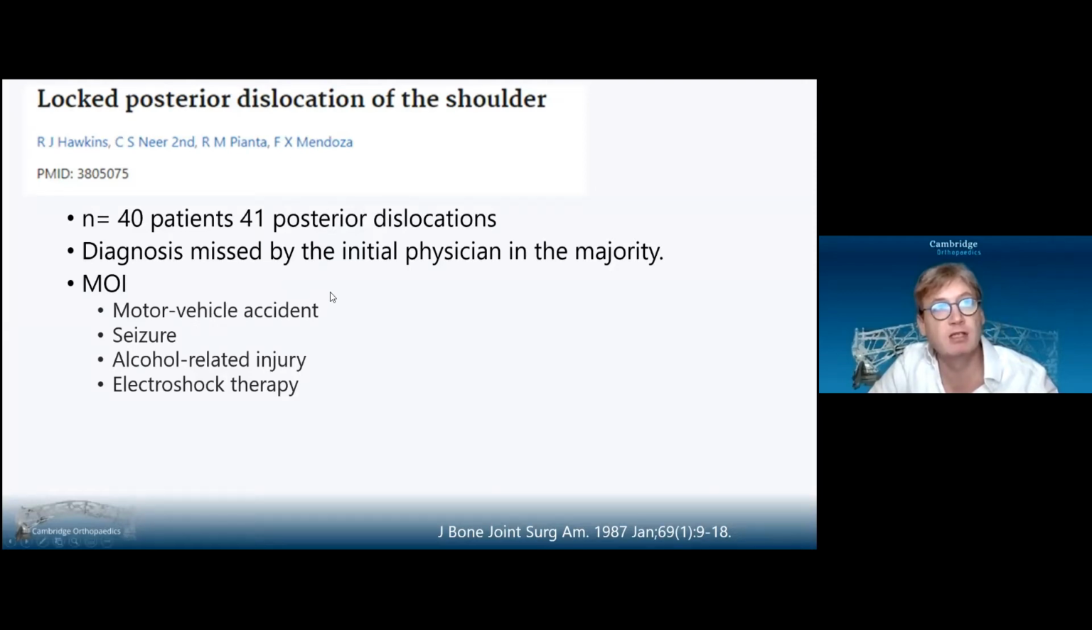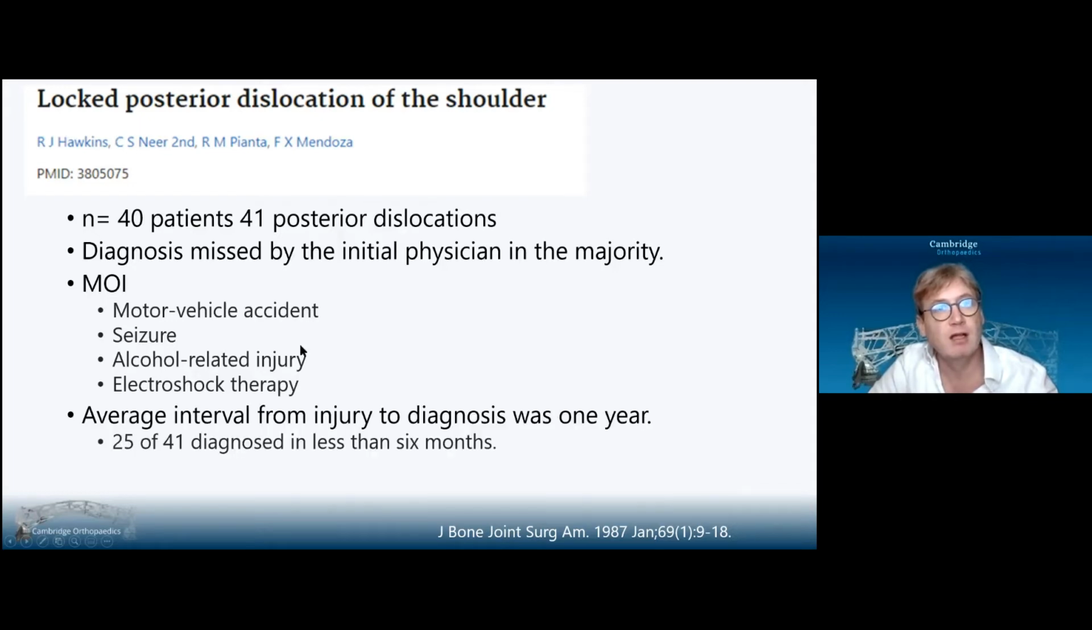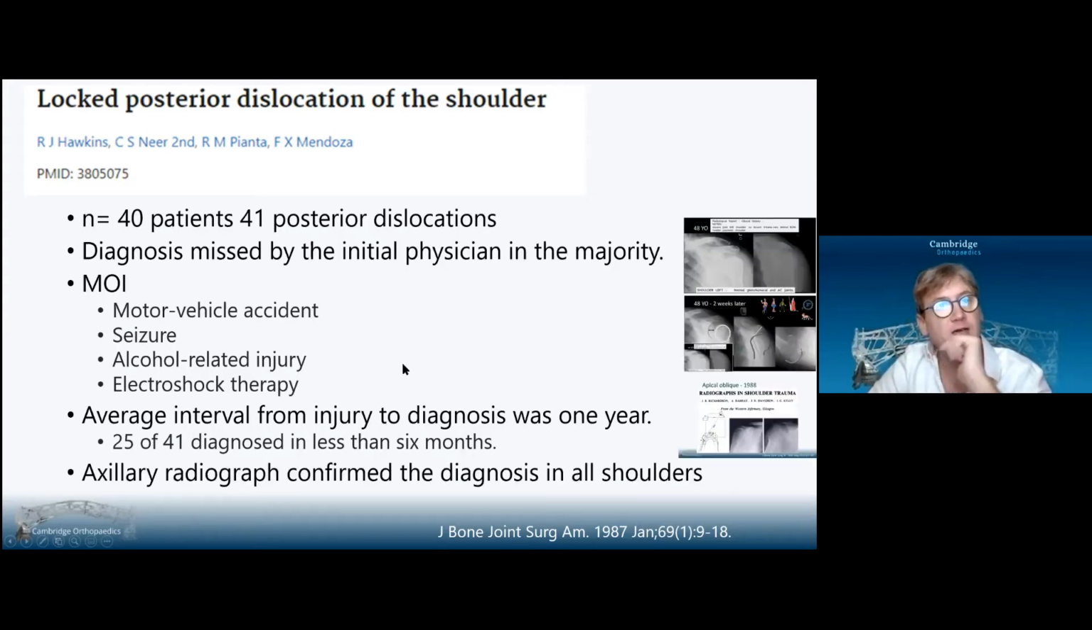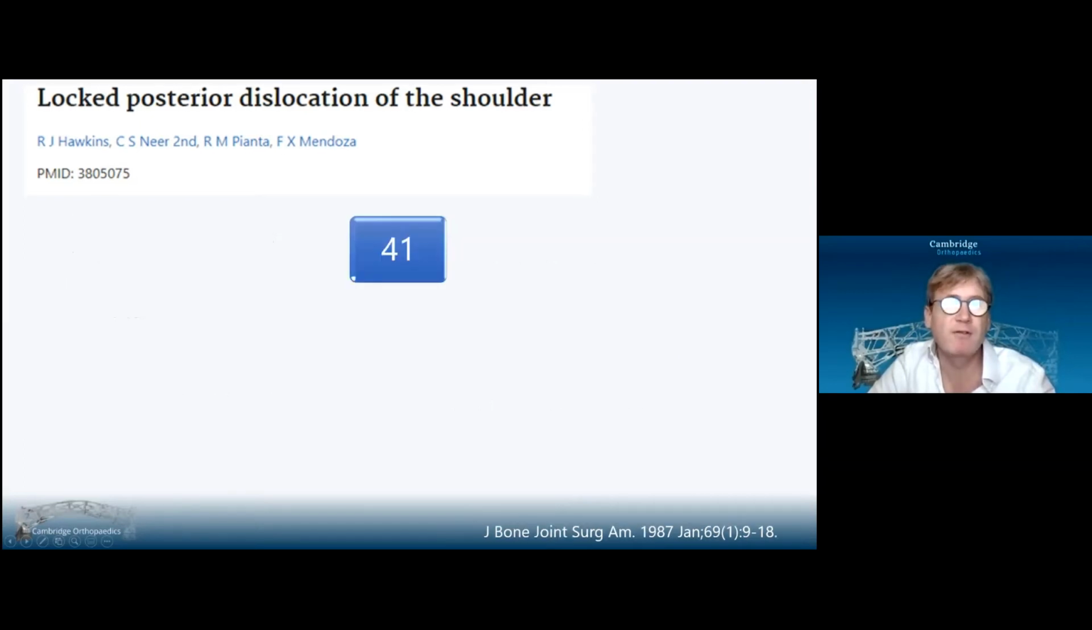Mechanism of injury was high energy trauma, motor vehicle accidents, or seizure-related activity. The average interval from injury to diagnosis was 1 year, and just over half were diagnosed within the first 6 months. So if you miss it initially, you won't always be lucky that the patient will come back at 2 weeks. And the axillary radiograph confirmed the diagnosis in all shoulders. You don't need special imaging, you don't need a CT scan, you don't need an MRI scan. What you do need, though, is a good axillary view, and I would commend to you the apical oblique of Garth, 1988.